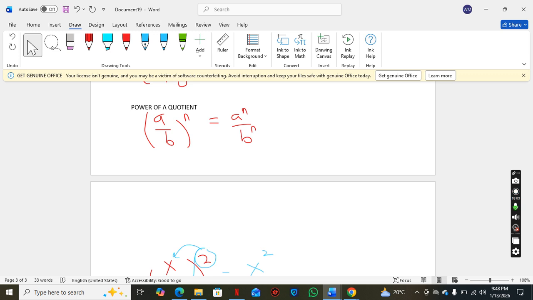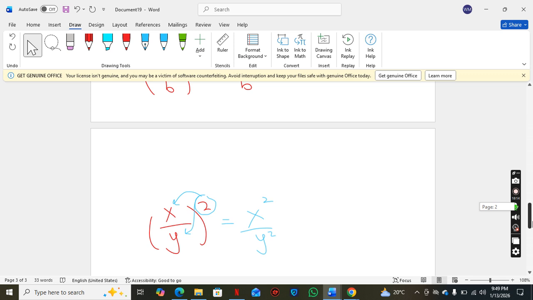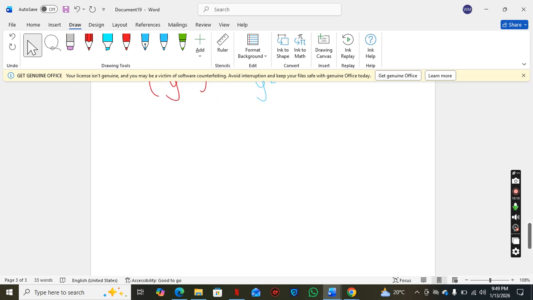Okay, now we're going to negative exponents. These ones you are going to see a lot. Negative exponents.